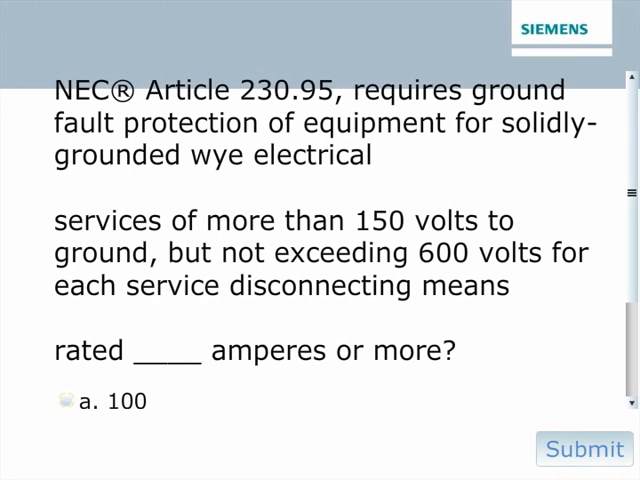Question 13. NEC Article 230.95 requires ground fault protection of equipment for solidly grounded wye electrical services of more than 150 volts to ground, but not exceeding 600 volts for each service disconnecting means rated blank amps or more. Is it A 100, B 250, C 1000, or D 2500?